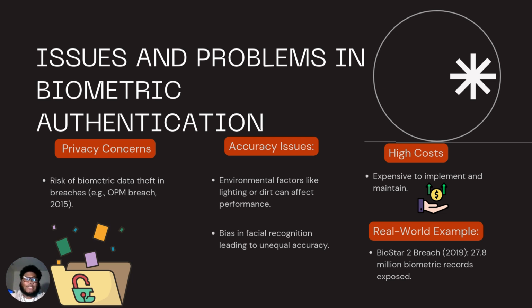Another real world example of the issues and problems we have in biometric authentication is the BioStar breach that happened in 2019. A lot of people might know about this. I don't know if y'all were in school at the time, but they actually taught about this in class, where over 27.8 million biometric records were exposed. So just take a second and soak that in. 27.8 million biometric records. So that's 27.8 million people in this world whose information was exposed to the world in 2019. That's a lot.